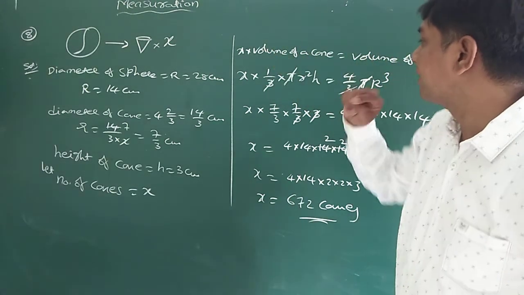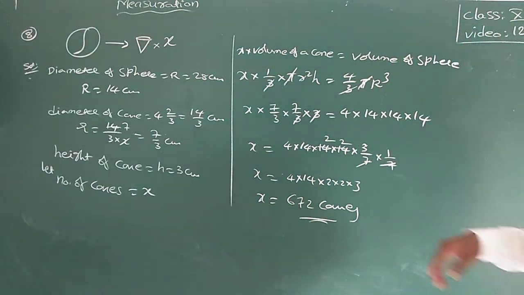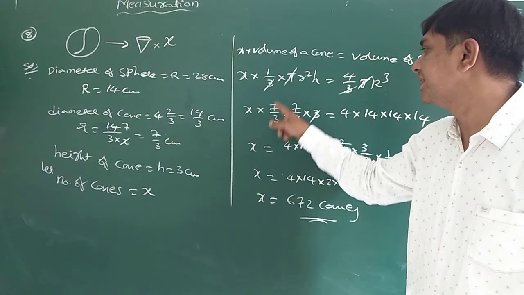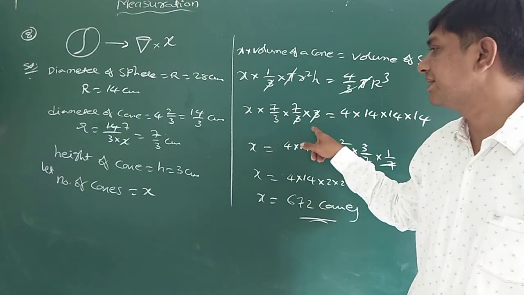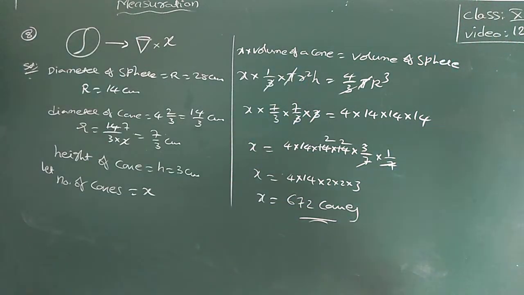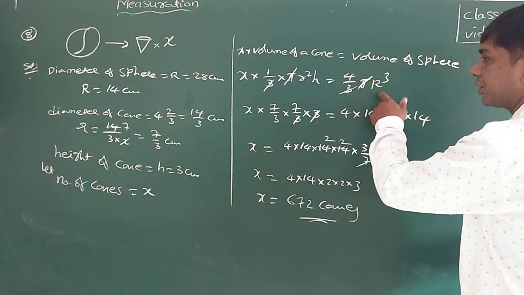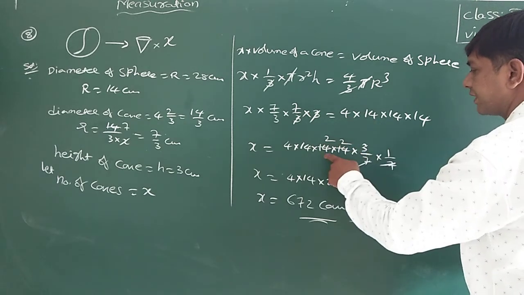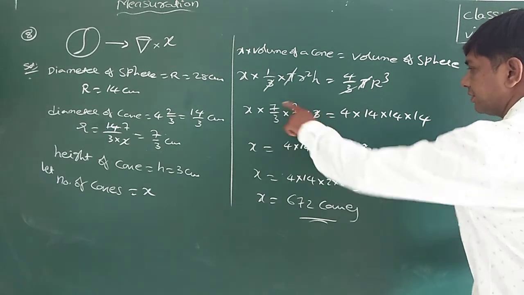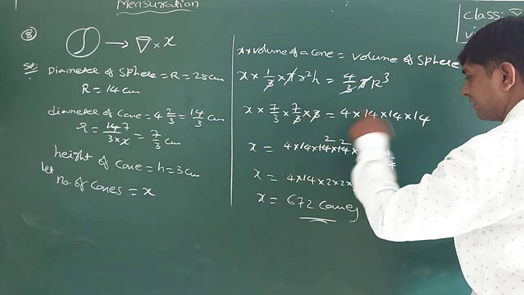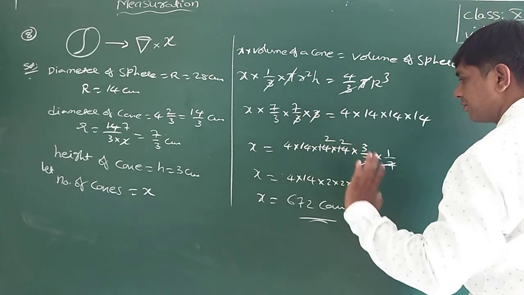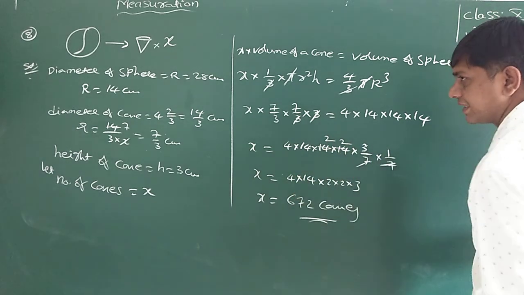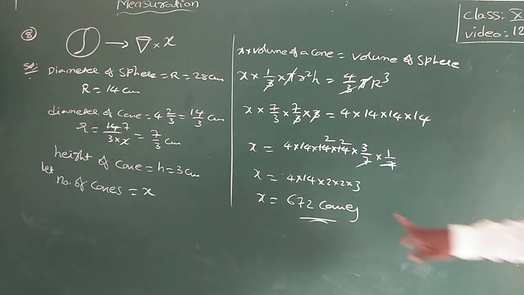x into the volume of one cone is equal to the volume of the sphere. 1 by 3 pi r square h is equal to 4 by 3 pi r cube. Pi cancels, 3 cancels. x into r square, 7 by 3 into 7 by 3 into h equal to 3, is equal to 4 into r cube, 14 into 14 into 14. So x is equal to 4 into 14 into 14 into 14 into 3 by 7 into 1 by 7. No more cancellation. 4 into 14 is 56, 4 into 3 is 12, 12 into 56 is 672 cones.